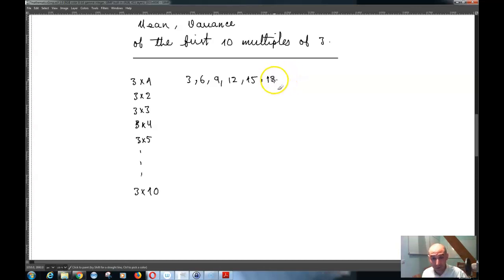3 times 6 is equal to 18, 3 times 7 is equal to 21, 3 times 8 is equal to 24, 3 times 9 is equal to 27, and 3 times 10 is equal to 30. So 1, 2, 3, 4, 5, 6, 7, 8, 9, and 10 numbers here.